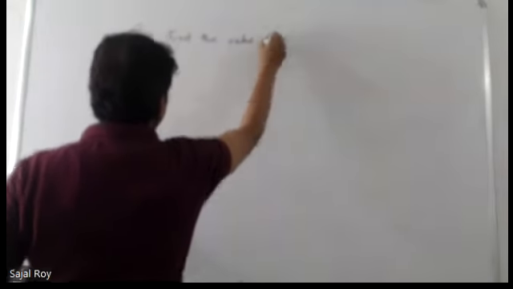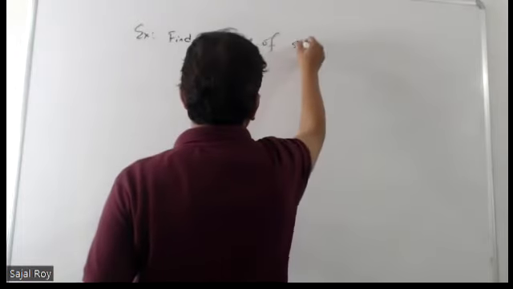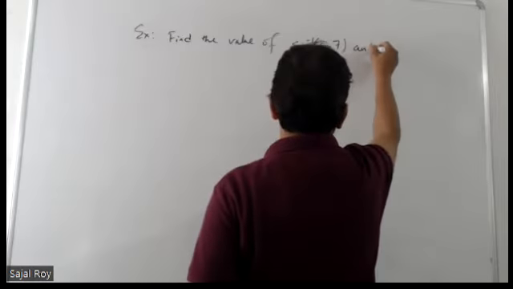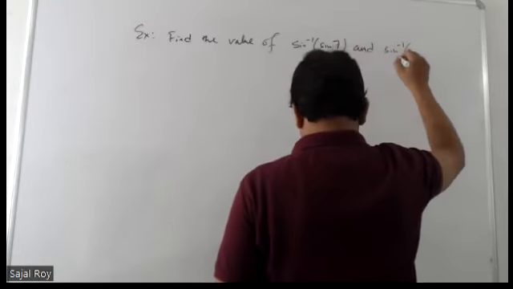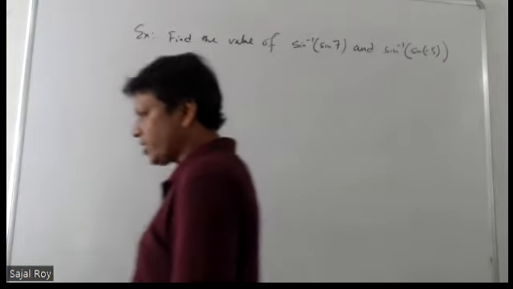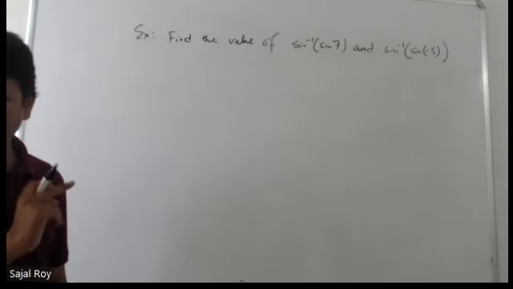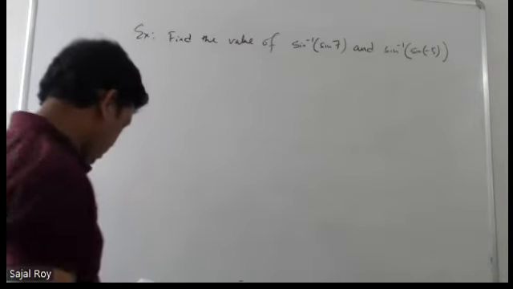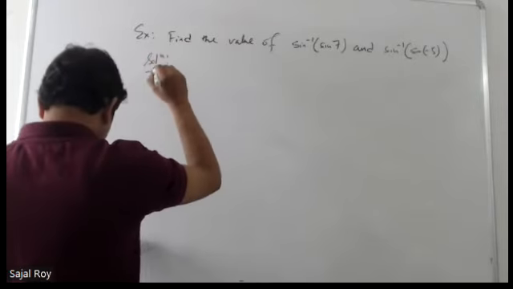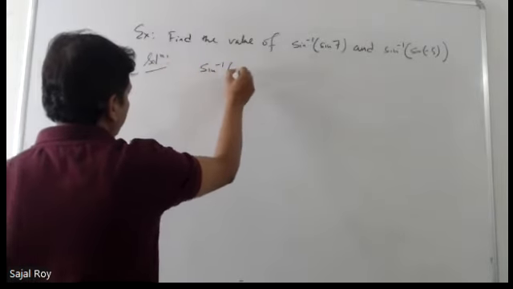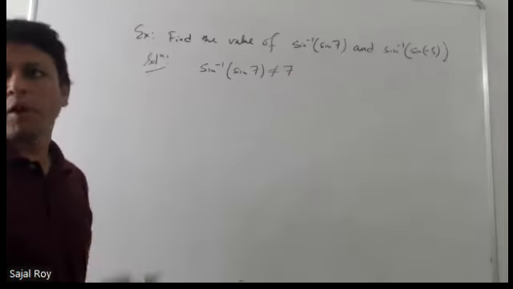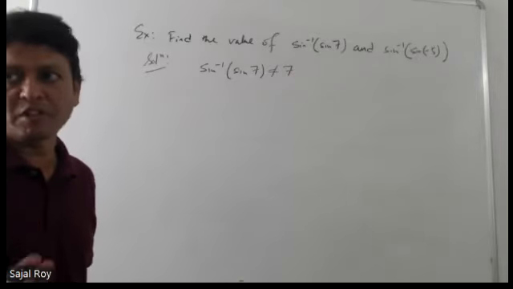Find the value of sine inverse sine 7 and sine inverse sine of minus 5. These are not degrees, these are in radians. 7, minus 5, these are all in radians. So first of all, how will you solve this one? The first observation is that sine inverse sine 7 is not equal to 7, right? Because 7 doesn't belong to minus pi by 2 to pi by 2. That will be the reason.